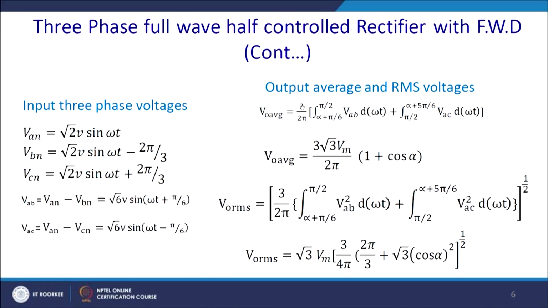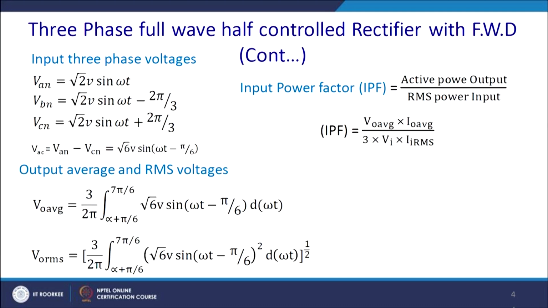So, the value of the average voltage is given by the same thing, it is the integral from alpha plus pi/6 to pi/2 of VAB, plus there will be a limit change because it was 0 otherwise in the previous condition, so from pi/2 to alpha plus 5 pi/6 of VAC d omega t. From there the value will come out to be 3 root 3 Vm by 2 pi times (1 plus cos alpha) for alpha less than 60 degree. So, what will be the value for this condition?